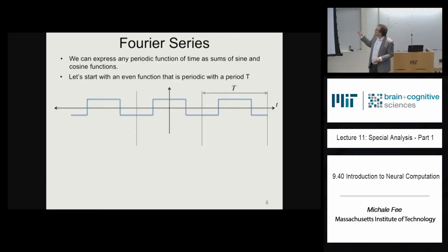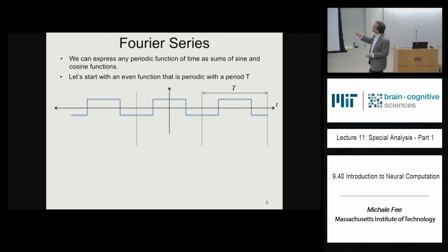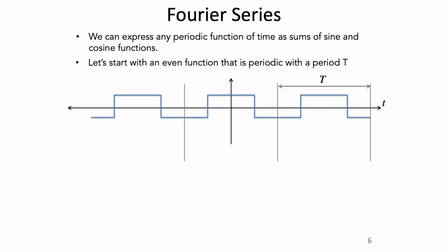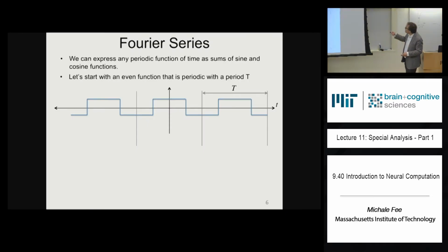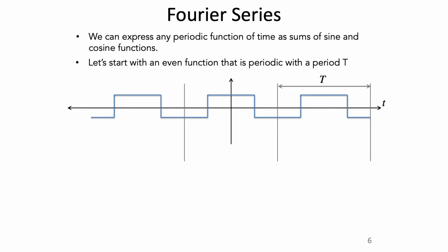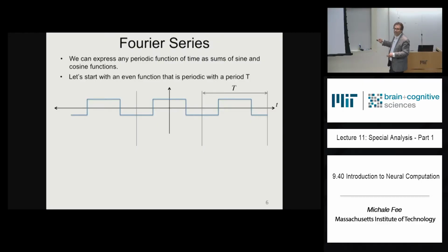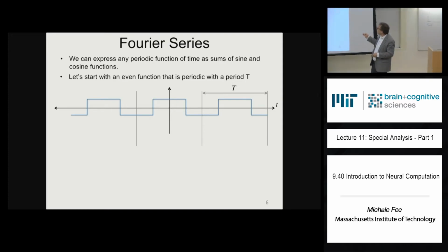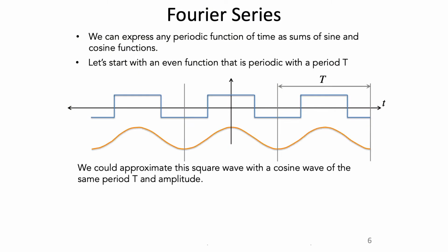So last time we introduced the idea of a Fourier series. We talked about the idea that you can approximate any periodic function. So here I'm just taking a square wave that alternates between positive and negative. It's periodic with a period capital T, so it's a function of time. It's an even function or a symmetric function because you can see that it's basically mirror symmetry around the y-axis, okay? It's even because even polynomials also have that property of being symmetric.